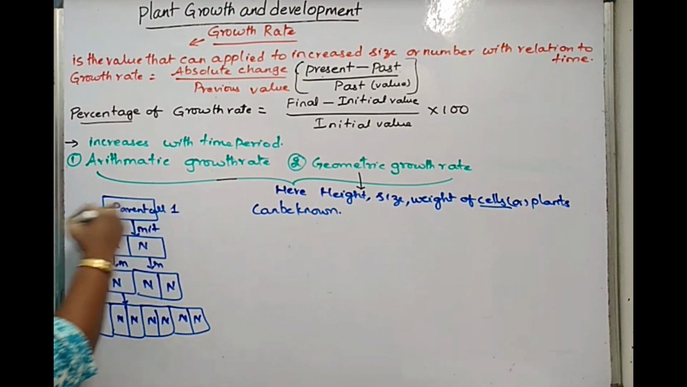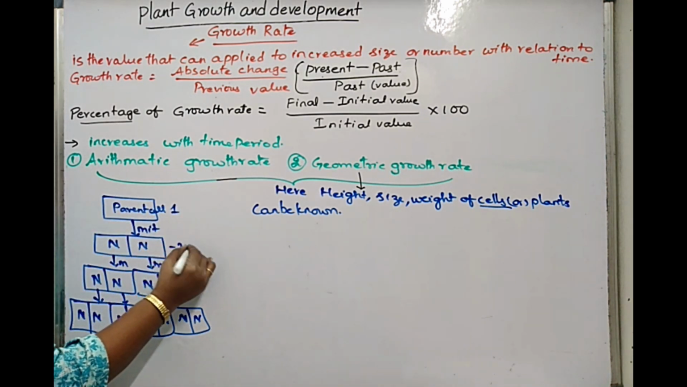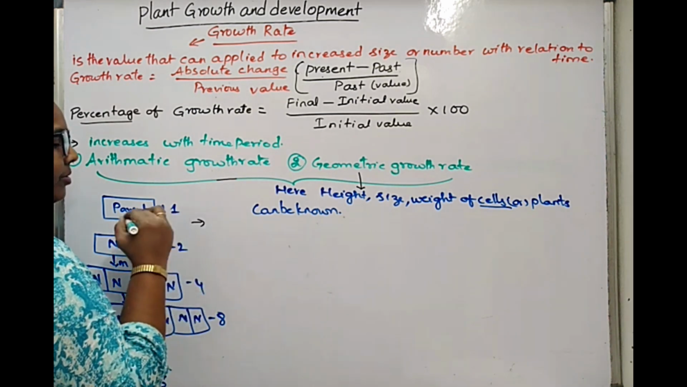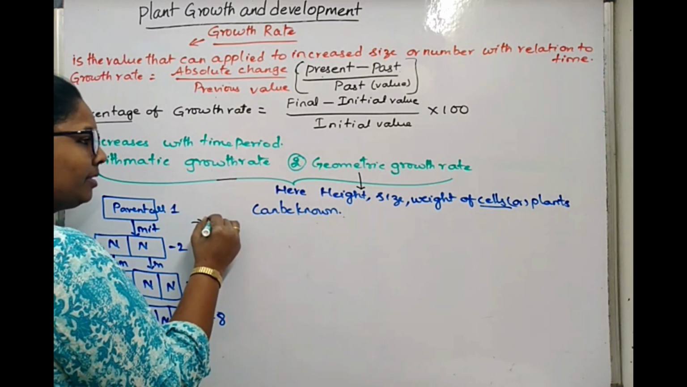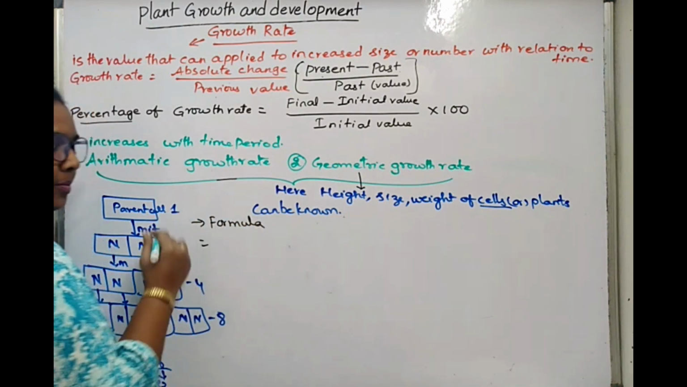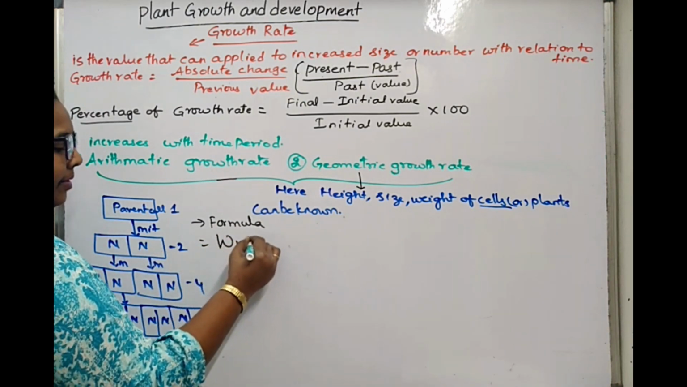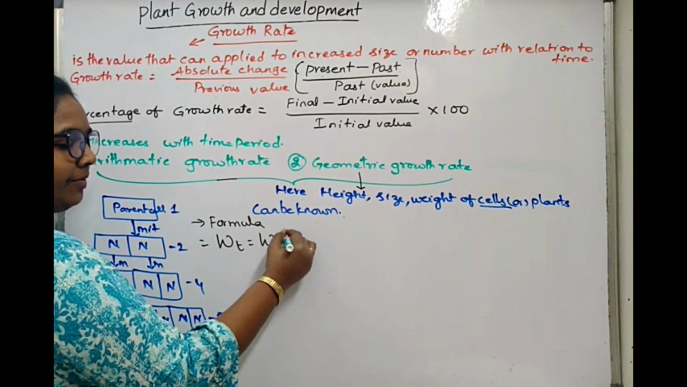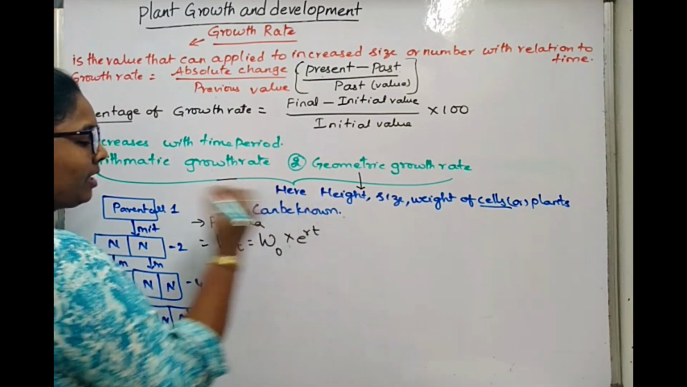We have seen here cell number is 1, but here it is 2, it is 4, it is 8. Just like it will be increased to 16, to 32, to 64, etc. Geometric growth rate is calculated with the formula: here we use weight, final weight, that is equal to initial weight into e power RT.